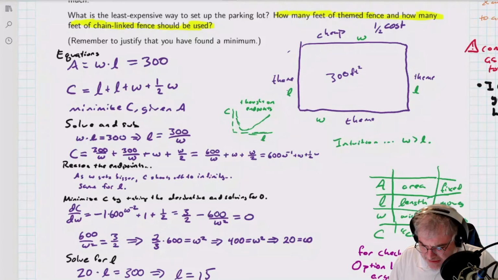I sub in the thing that's fixed, and I get this. And then I take the thing that's fixed, and I sub it in for my cost, and I get 300W over 300W plus W times W plus W over 2, which I simplify to 600 over W plus W. And I could actually simplify this further if I wanted to. So this is really 2 over 2W. So this is really 3 halves over W. You could simplify that in advance.